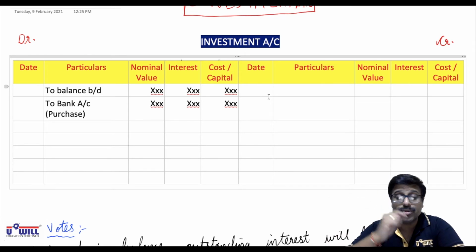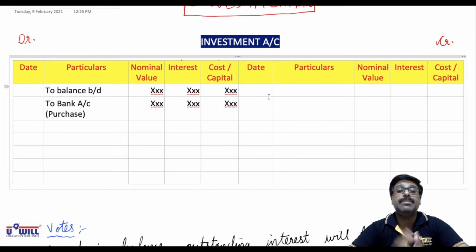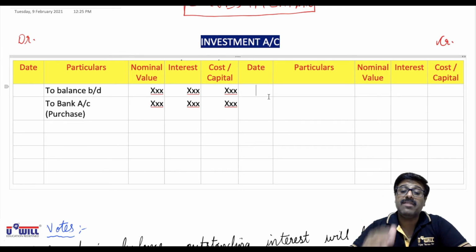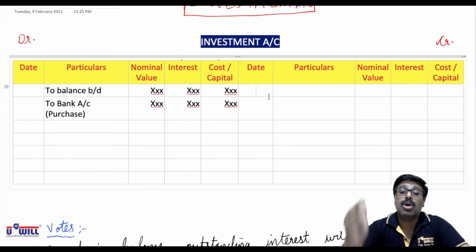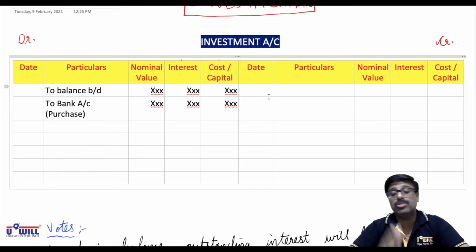Now, as I said to you, when we make this investment account, we don't make interest account separately. This investment account itself serves the purpose of investment account as well as interest account. I told you it's a special ledger account. As you can see, we have made the column of interest also. So here itself, we will record the interest received also.